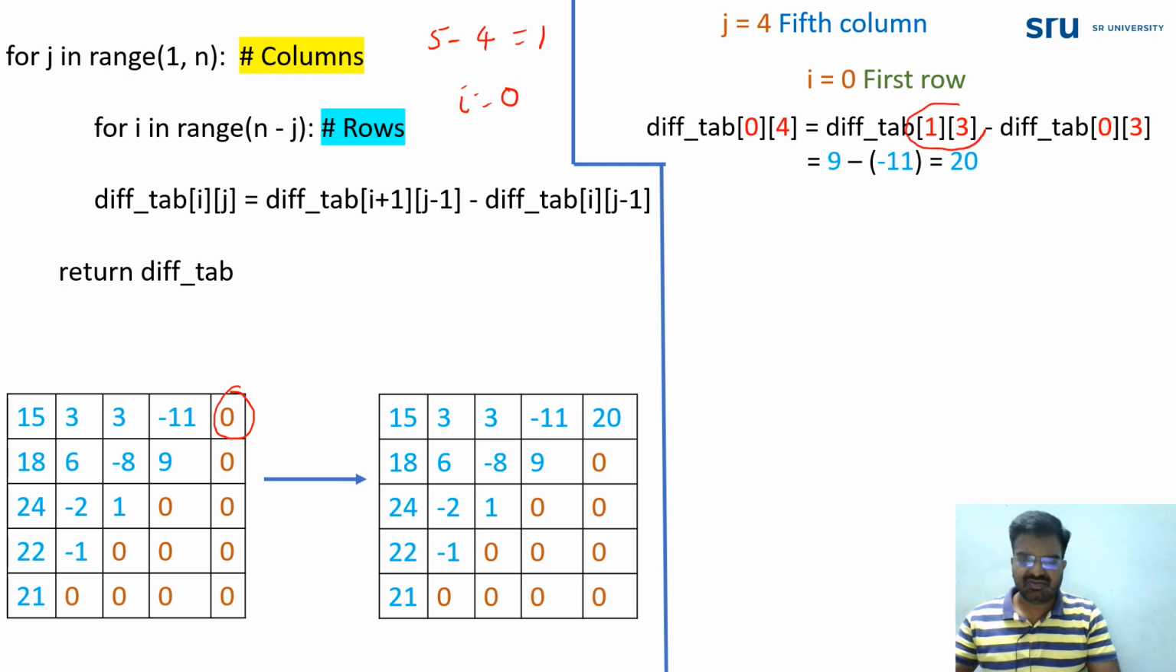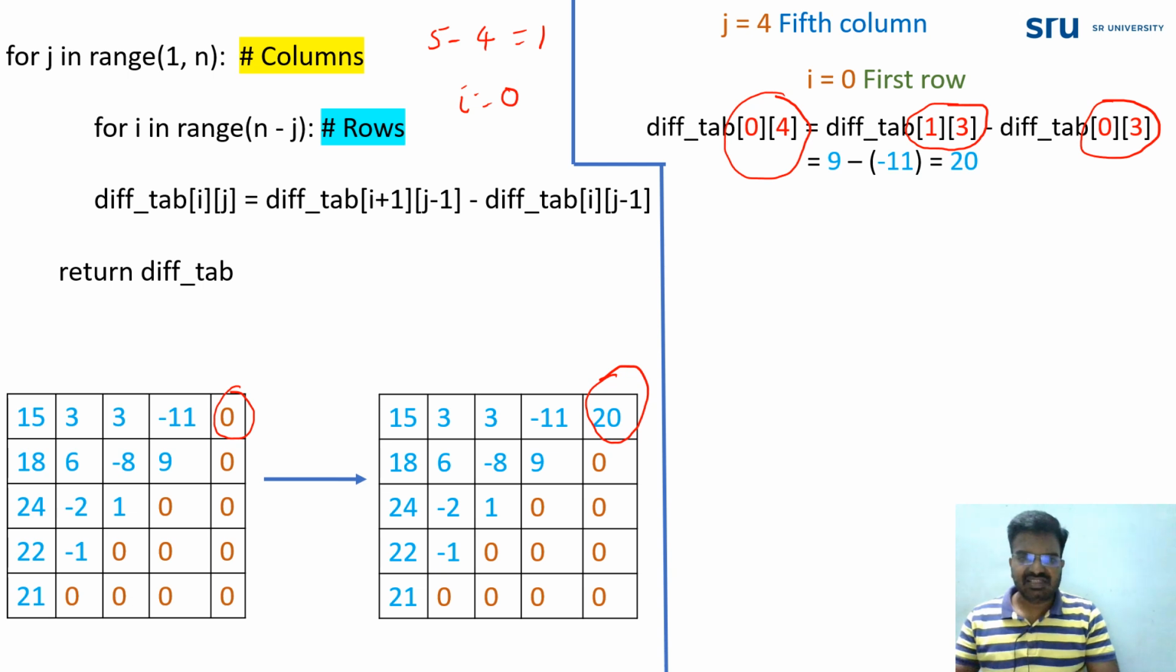What is the index of that 9? 1, 3. Next to minus 11, it is in first row, fourth column. First row, fourth column means index is 0, 3. Okay, we are taking the difference of these two numbers and we are saving the result in first row, fifth column. First row, fifth column means what is the index? 0, 4. See, we can save the result with this index 0, 4. 0, 4 means we are saving the result in first row, fifth column.